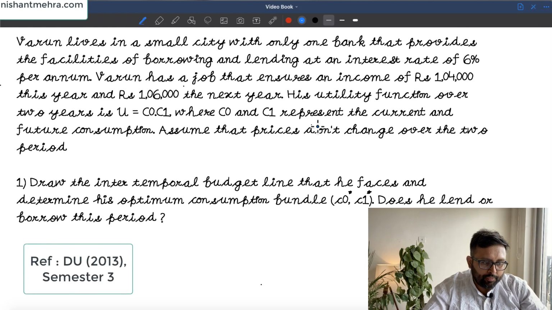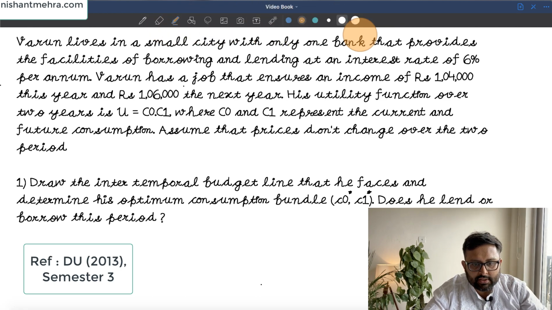Let us look at this problem. Varun lives in a small city with only one bank that provides the facilities of borrowing and lending at an interest rate of 6%. So the first thing is that the interest rate is 6% for both lending and borrowing. Varun has a job that ensures an income of rupees 1,04,000 this year and 1,06,000 next year. His utility function is simple, just a Cobb-Douglas function, and assume prices don't change over the period.